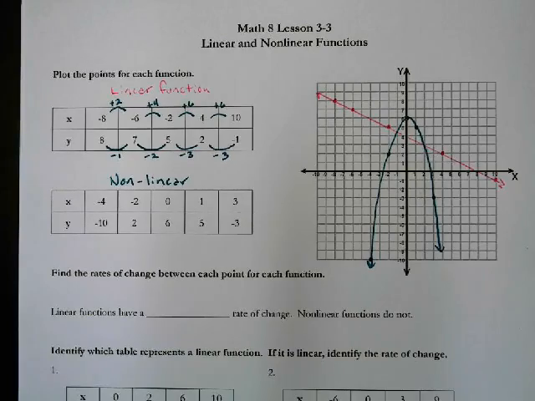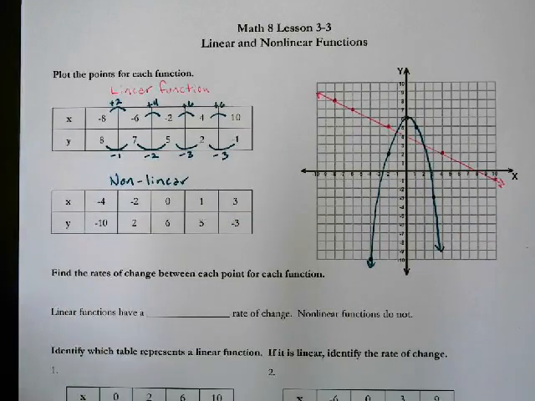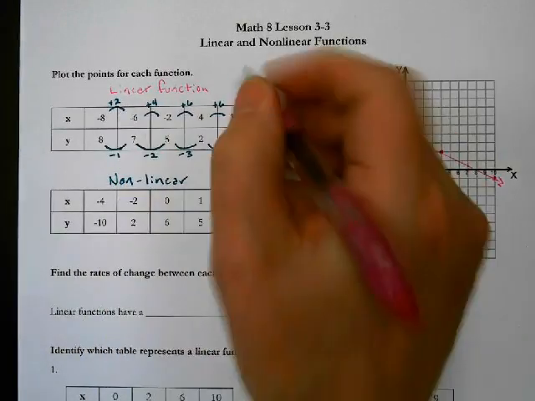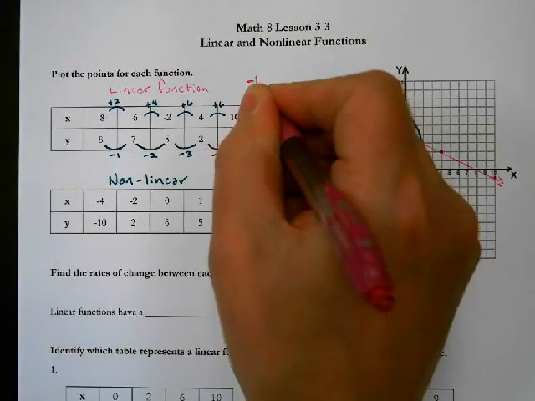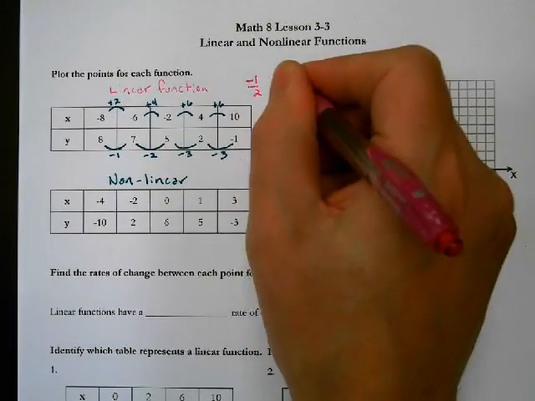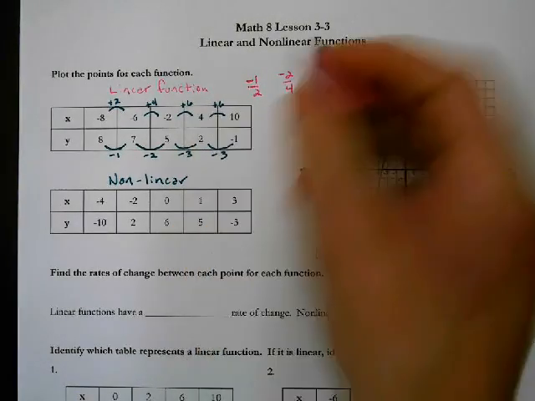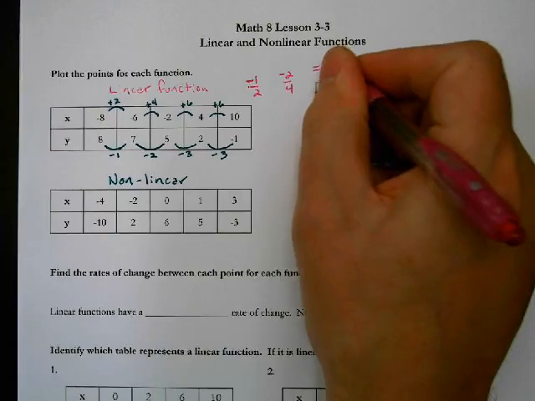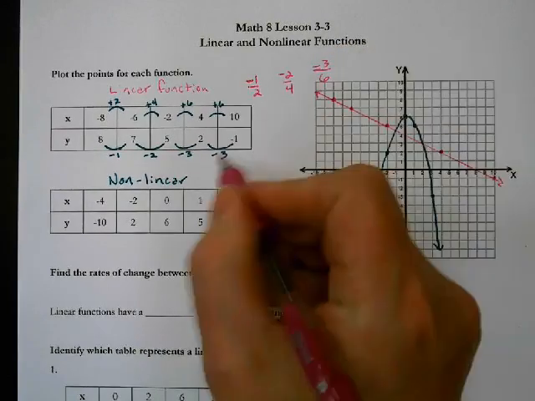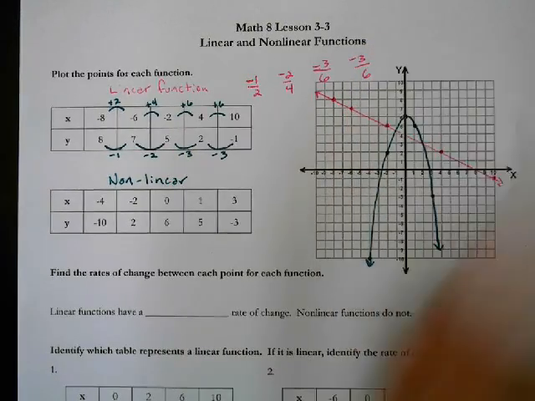So let's look at these rates of change. Remember, the rate of change is like this, it's a slope. It's the same thing. So my rates of change for the linear function: -1 over 2. Let's do this next one. -2 over 4. Next one, -3 over 6. Last one, -3 over 6. So those are my rates of change.